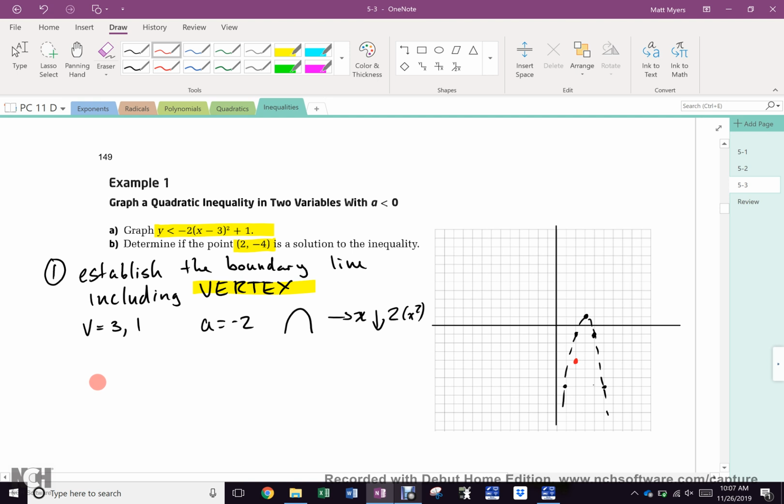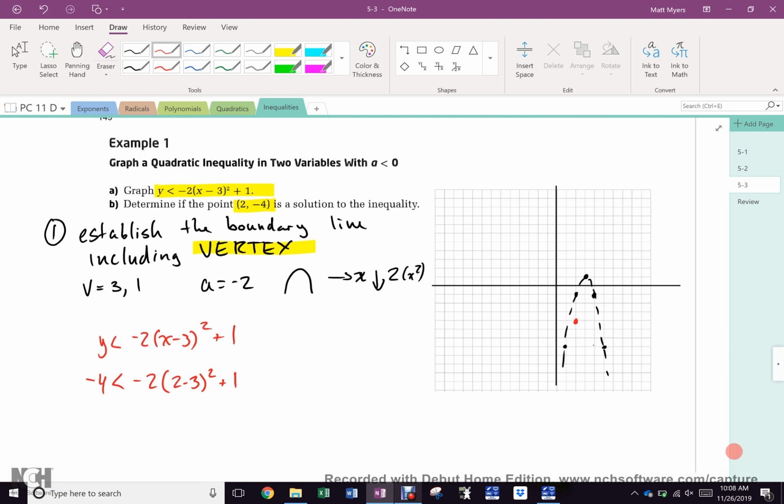So I have y is less than negative 2 times (x minus 3) squared plus 1. Put in what I know. Negative 4 is less than negative 2 times (2 minus 3) squared plus 1. What is 2 minus 3? Negative 1. What's negative 1 squared? Positive 1. What's positive 1 times negative 2? What's negative 2 plus 1? Negative 4 less than negative 1. Is that true? Yes, negative 4 is less than negative 1. So that point satisfies my inequality.